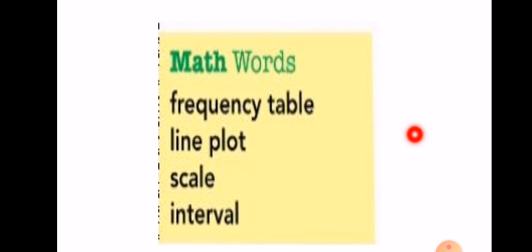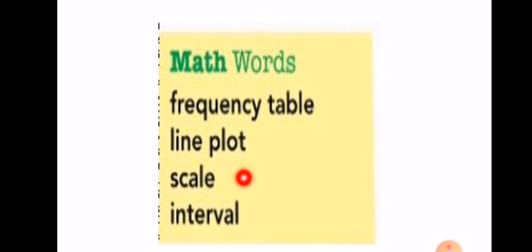So here we talk about some new vocab, which is frequency table. This table has my values and how many times each value is repeated, so we call it a frequency table. Then the line plot means the number line that we will draw the x's on.